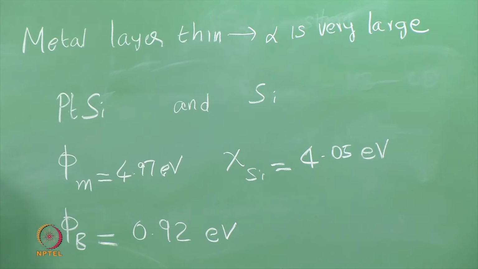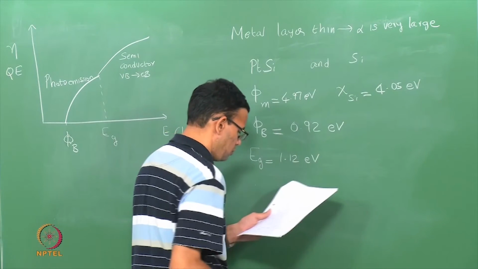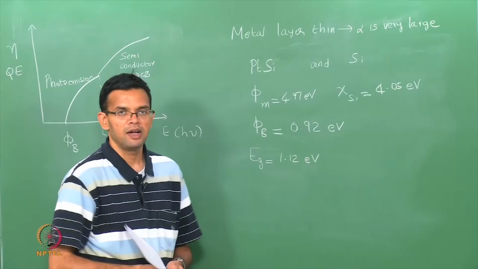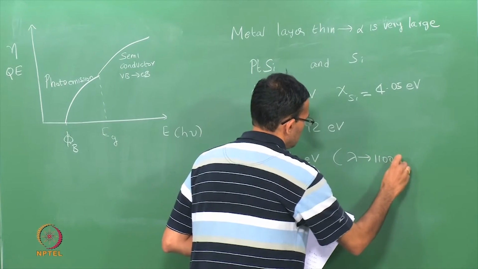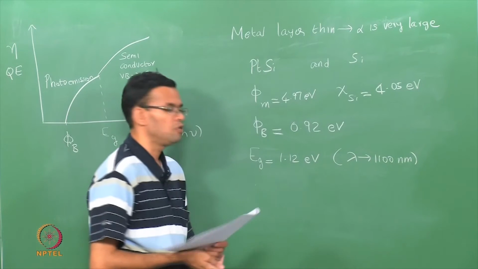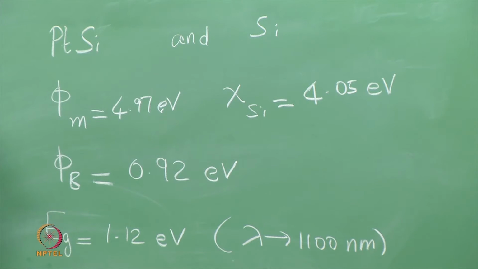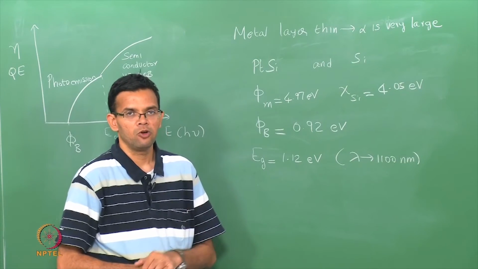The band gap of silicon Eg is 1.12 electron volts. This corresponds to a wavelength of approximately 1100 nanometers. So, as long as your wavelength is below 1100 or energy is above Eg, then the light will be absorbed by the silicon, but if your energy is between 1.12 and the Schottky barrier, the light will be absorbed by the platinum silicide layer in the internal photo emission process.